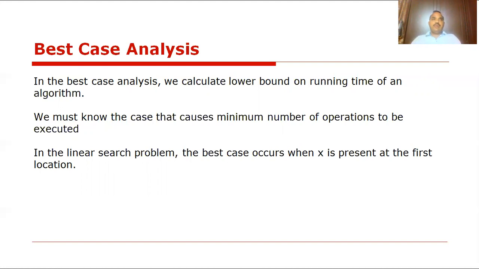When I reach roll number 15, he is available in the classroom. Then there is no need to search the remaining students. Clear? No need to search, why? The search is already found. So this is called best case. No need to execute the remaining elements. Clear, all of you? This is called best case analysis. In the linear search problem, the best case occurs when X is present at the first location. Then no need to search the remaining elements.